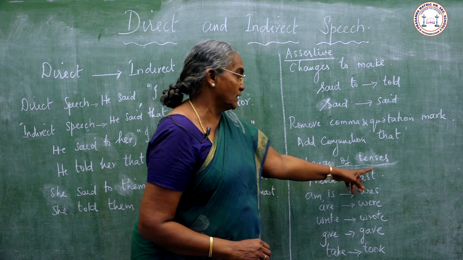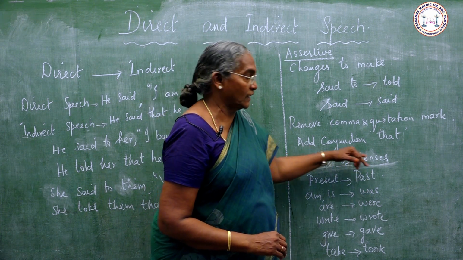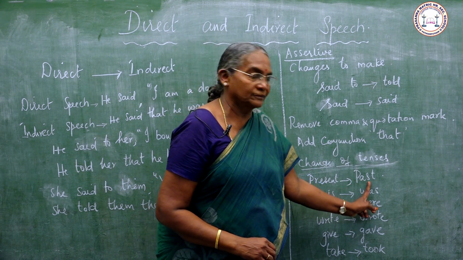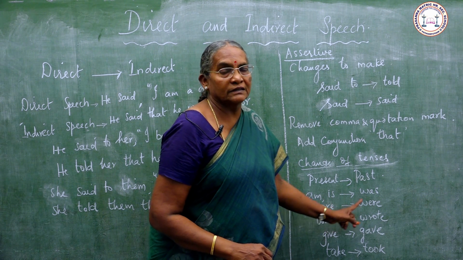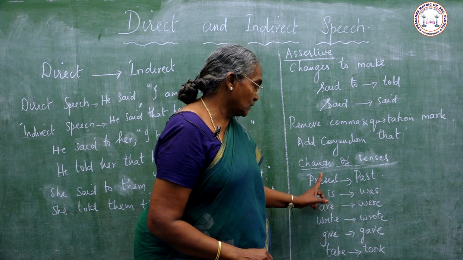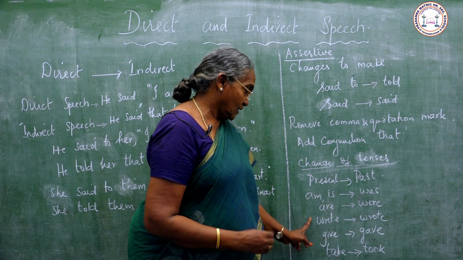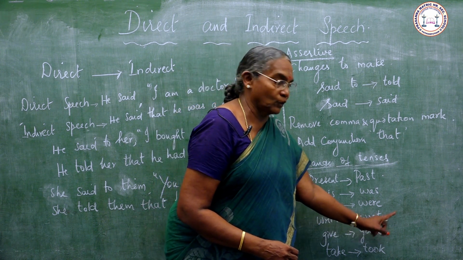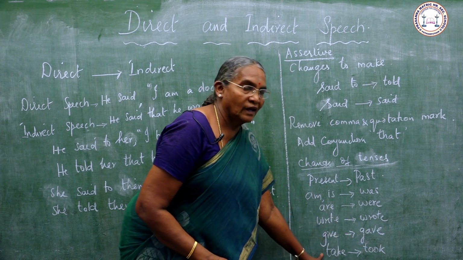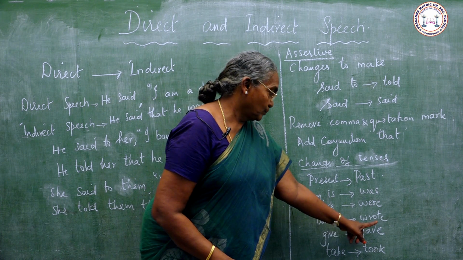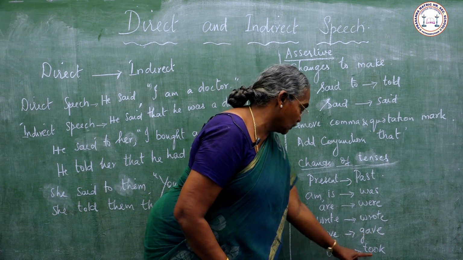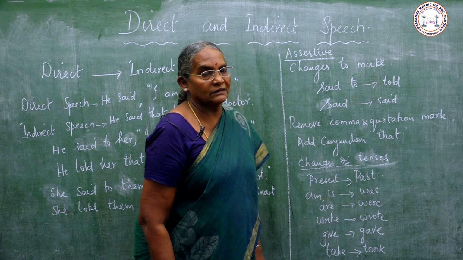And the tenses also change. We shall see the change of tenses. Present tense will become past tense. Am, is and are change into was or were. Then these are all be verbs. And action verbs: write changes into wrote, give into gave, take into took. Present tense becomes past tense.